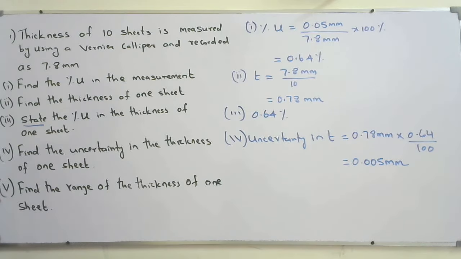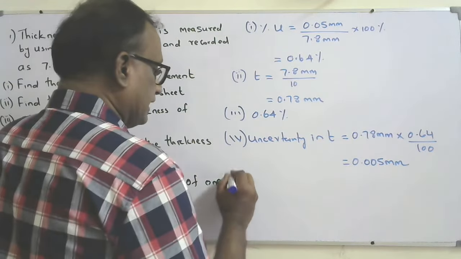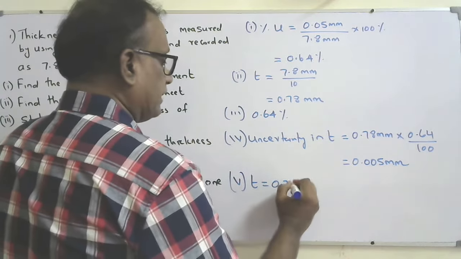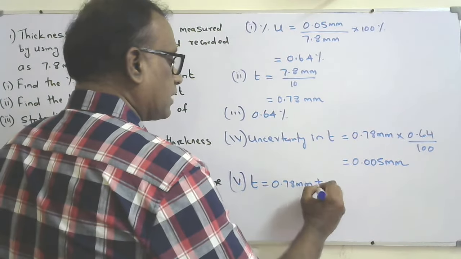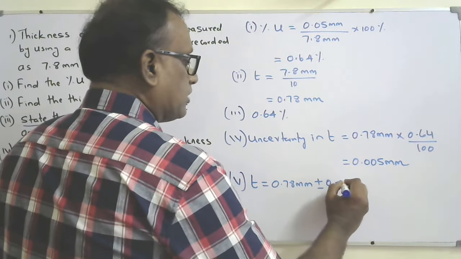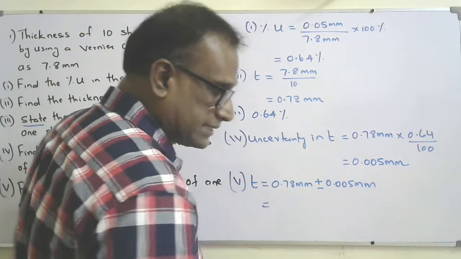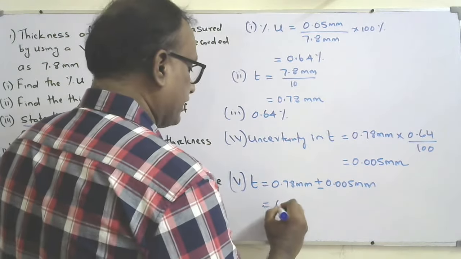Fifth part, find the range of the thickness of one sheet. I know the thickness of one sheet is 0.78 millimeter plus or minus 0.005 millimeter. So this minus this will be 0.775.